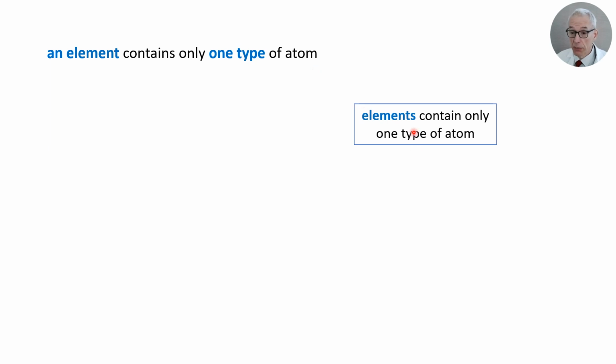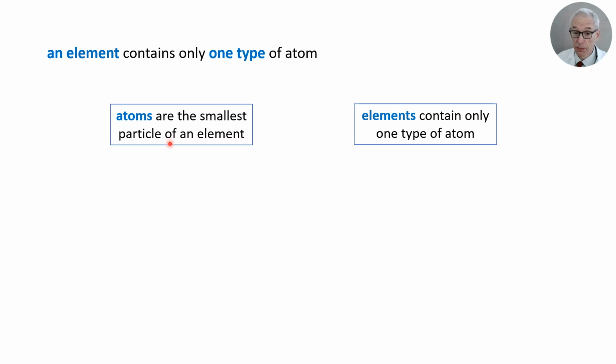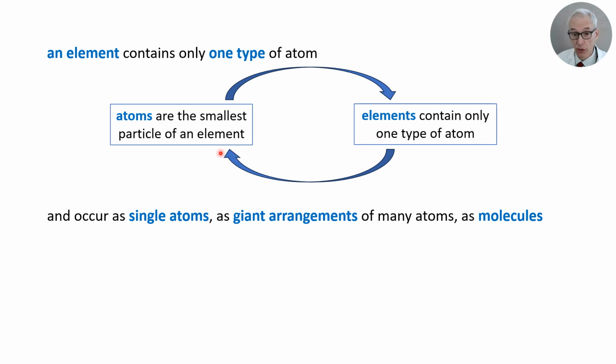We'll move on to looking at elements, which we will just define as substances containing only one type of atom. So elements contain only one type of atom. Atoms are the smallest particle of an element. These are mutually inclusive definitions. To define an element, we need to define atoms, and to define atoms, of course, we need the idea of the element. So atoms are the smallest particle of an element. Elements contain only one type of atom.